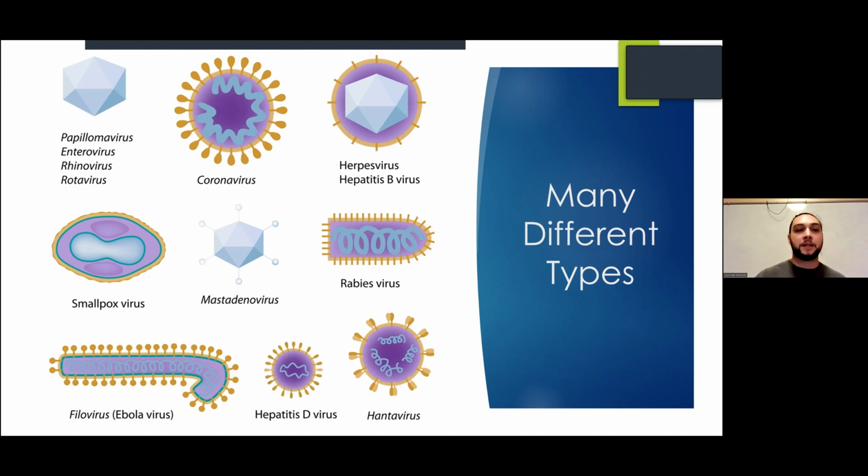However, what we can see here is that up in the top left corner and in the middle of the diagram here, we can see 2 non-enveloped viruses that just contain protein. So we have the mastadenovirus, and we also have papillomaviruses, enteroviruses, rhinoviruses, such as the common cold, and even rotaviruses. Now, these are non-enveloped, and they're just protein-based, but they do look similar in some ways, but they're just protein. But then when you throw in the envelope side of things, we have coronaviruses, herpes, we have smallpox, rabies, Ebola down there at the bottom left, and even hepatitis D and hantaviruses.